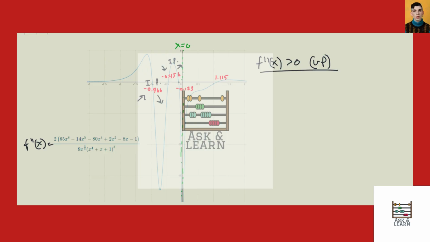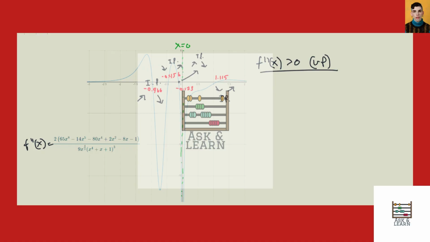Our next 0, which is right here, let me go ahead and do this one up here. So it's concave up to the left and concave down to the right, so that's also a point of inflection. And then over here at 1.115, it is concave, not concave up, but concave down, because it's negative to the left of it, and then concave up to the right. So that would also be a point of inflection.